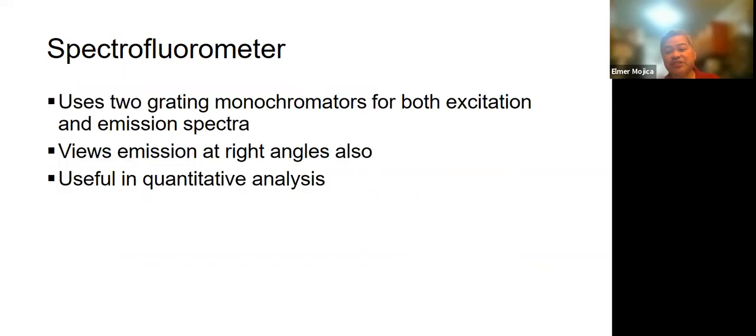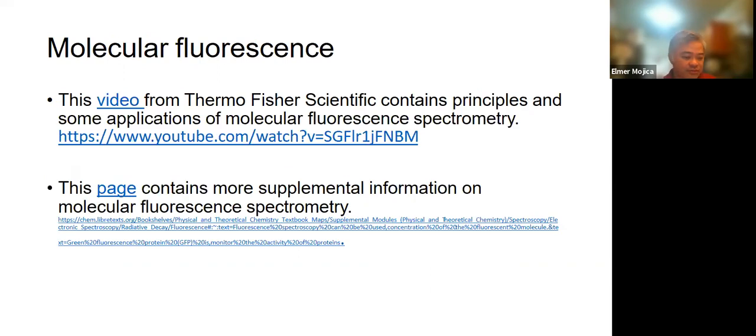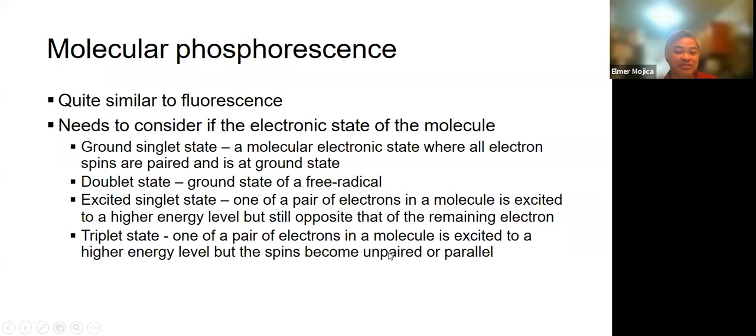Okay. So you have two grating monochromators for both excitation and emission. You view emission at right angle also, and this is more useful in quantitative analysis. Now, you can watch more on the video about molecular fluorescence here. They contain more information about molecular fluorescence. And then I'm going to have another material after this material from IC. Yung ginagamit kong material dito.